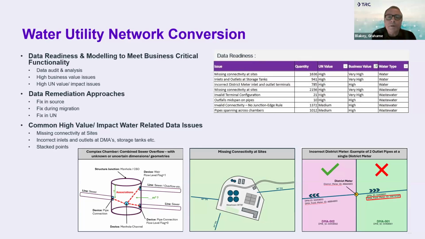The other one we typically use is fix during migration, and this is very much where CARMEN comes in to handle the automated fixes that we can apply during that migration process. But just be aware there are also likely to be some manual fixes required as well. And then thirdly, fixing the UN post initial deployment. This is something not to be afraid of and is common for most, if not all, migrations.